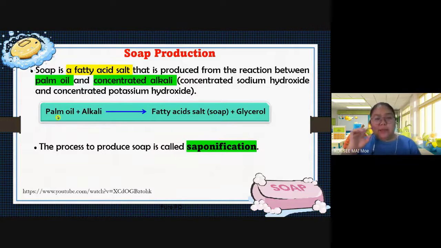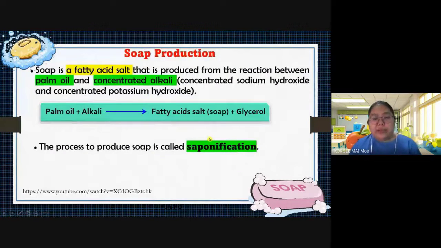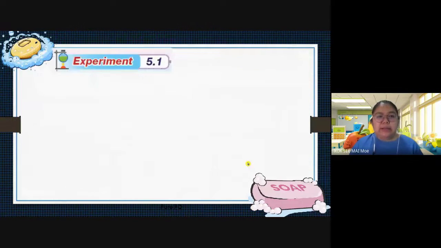Okay, now you can see the process to produce the soap. We call it saponification. This name you must remember. When they ask you for soap production, what's the name? You must know the name is saponification. Spelling must be correct.